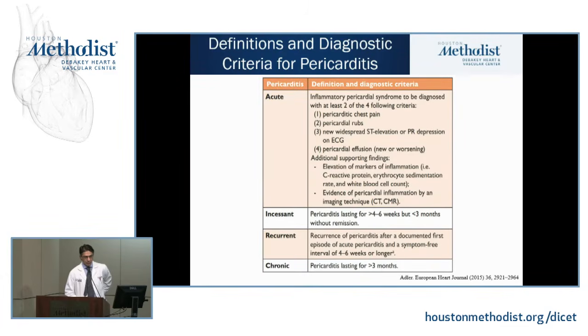Okay, so we'll move on to the next disease process. One of the conditions where I think we may underutilize CMR is in the diagnosis of acute pericarditis, and I'll tell you why.